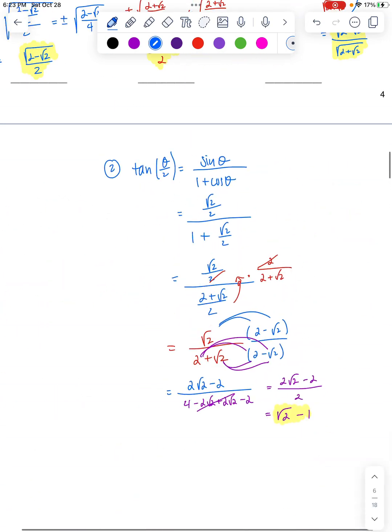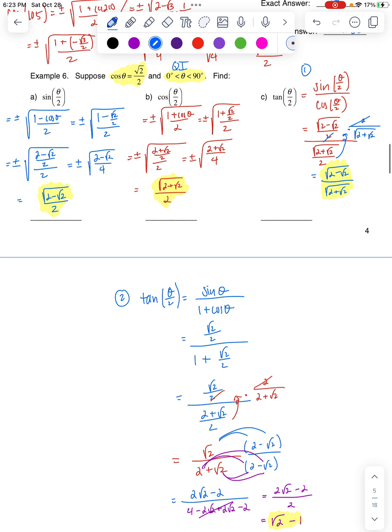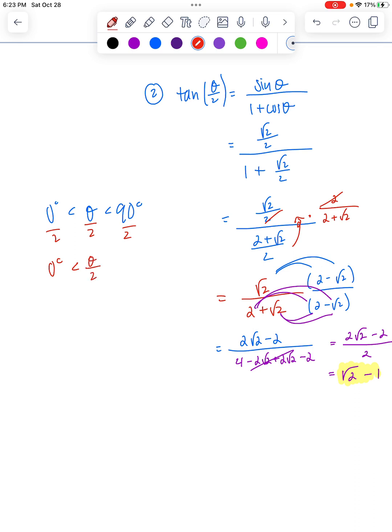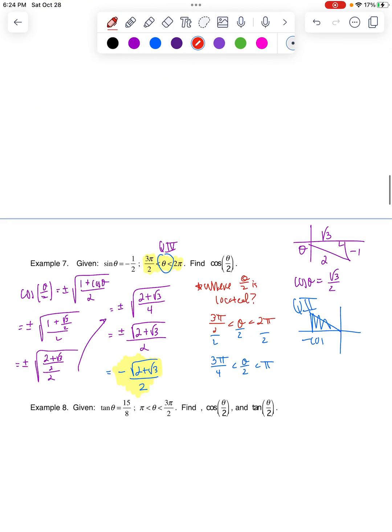Now the reason why I didn't do that for example 6 is because our theta is located in quadrant 1. It was in between 0 degrees and 90 degrees. In order to find that half angle location, it would still be between 0 degrees and now 45 degrees. This is still in quadrant 1. So if we start in quadrant 1, we're always going to end up in quadrant 1, so there is no need to reconfigure if our ending answer is going to be positive or negative.